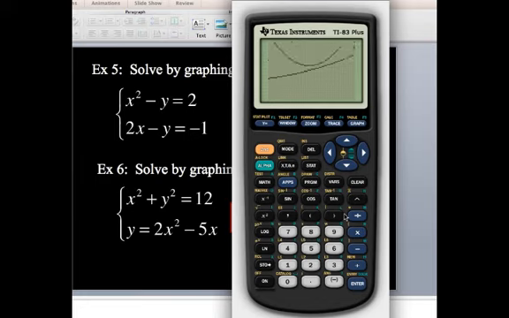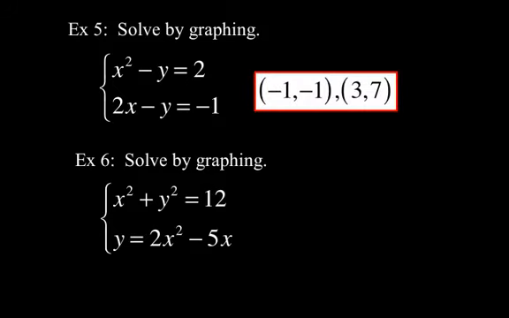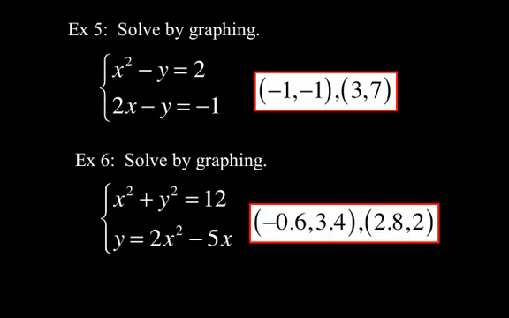And okay, now after we zoom in a couple times, we see right here, that's why we had this error message. They don't ever intersect at the bottom. So our only solutions there are, and I rounded them off differently, negative 0.6, comma 3.4, and 2.8, comma 2. For the first one, we get negative 1, comma negative 1, and then we get 3, comma 7, so there are two solutions there. In the second one, we also get two solutions, negative 0.6, comma 3.4, and 2.8, comma 2. So in both of those, we end up getting two solutions.